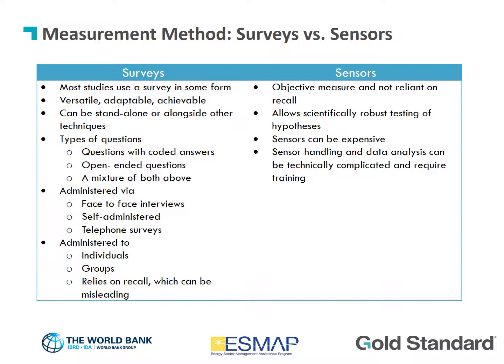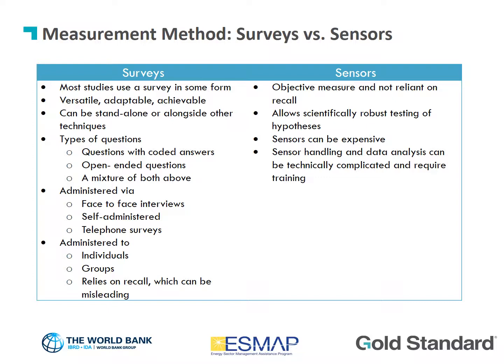There are multiple types of questions, which we talked about a little bit earlier. They can be administered in multiple ways, which we also talked about earlier. One thing we didn't mention was that surveys can be conducted over the telephone, which is not a recommended method, but it can be used if needed. And surveys can be administered to individuals, the primary cook, or members of the household, groups. One of the cons about surveys is that they rely on recall, which can be misleading.